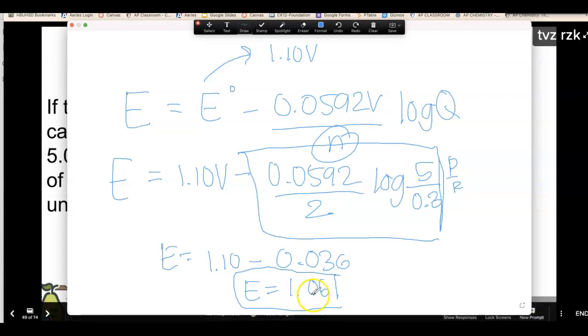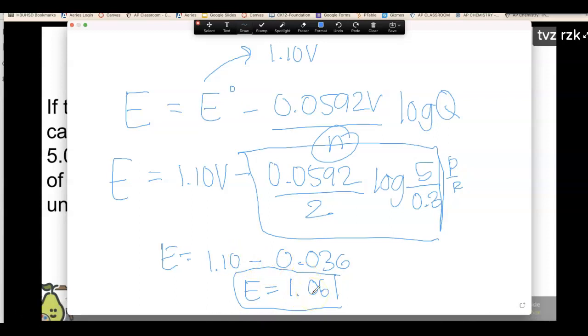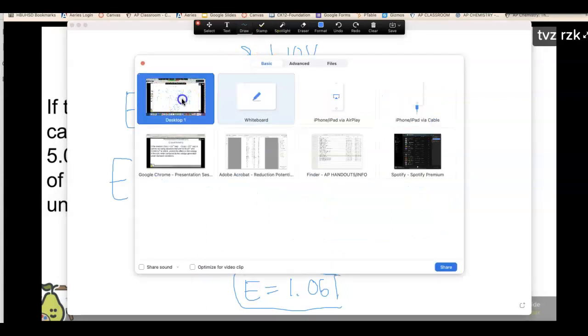So mathematically, that does show a drop in voltage because we have too high of a concentration of reactants. Or I'm sorry, of products. And so the reaction will want to go backwards. And going backwards does not help us with voltage. We want to be going forward, reactants to products. Okay?